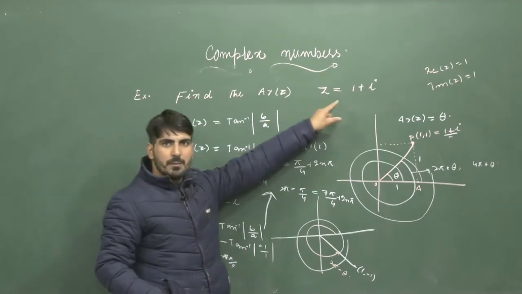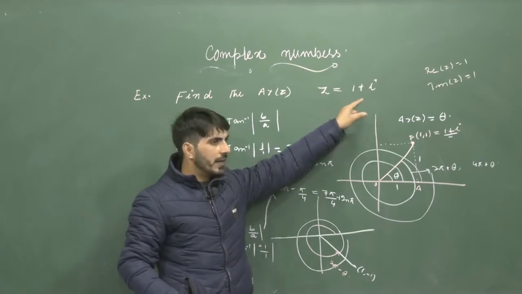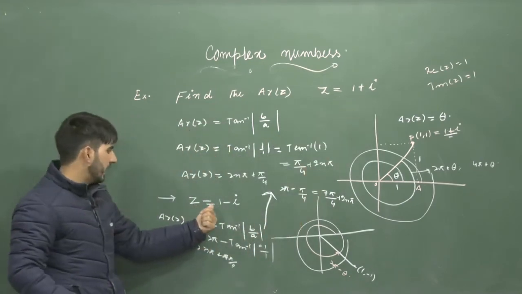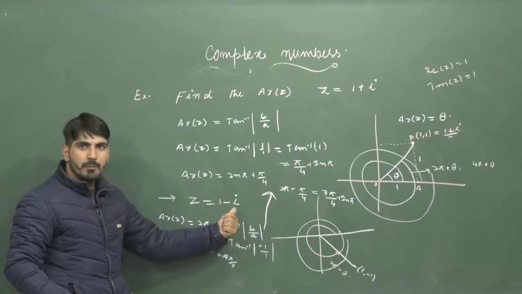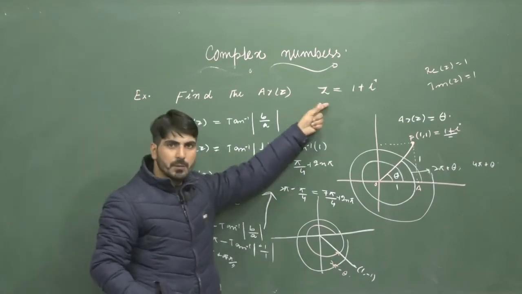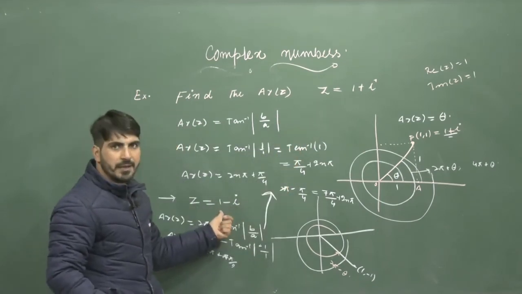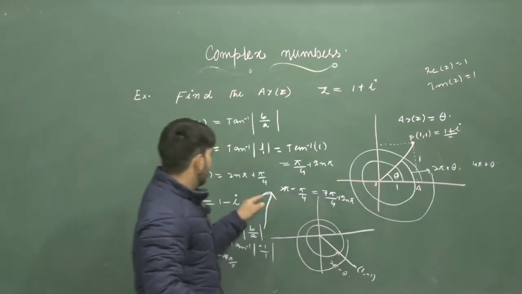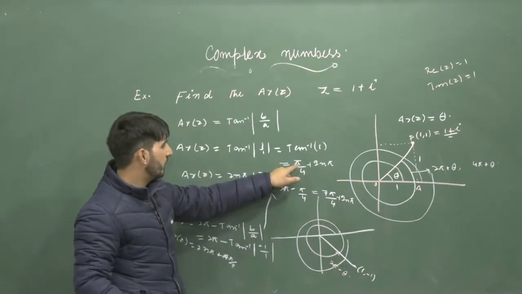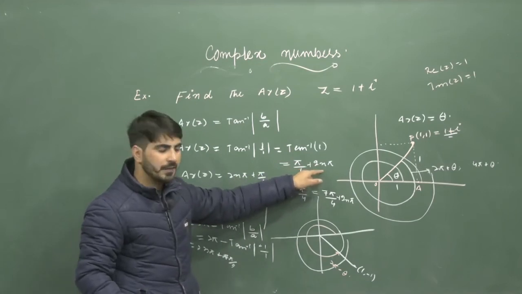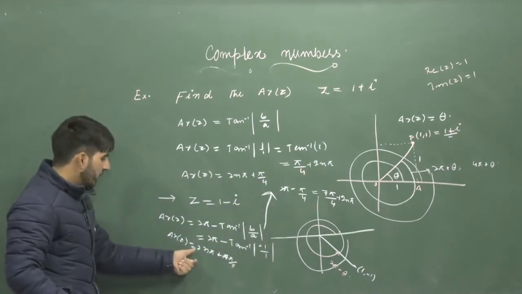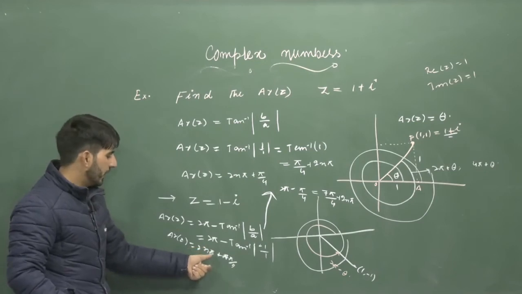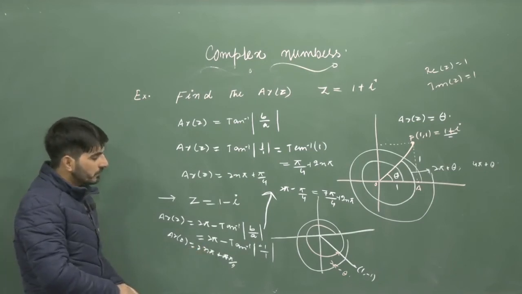Here the complex number is z is equal to 1 plus i, but here the complex number is z is equal to 1 minus i. The modulus of these two complex numbers is the same, but the argument is different. Here the argument of this complex number is pi by 4 plus 2n pi, but here the argument of this complex number is 2n pi plus 7 pi by 4.